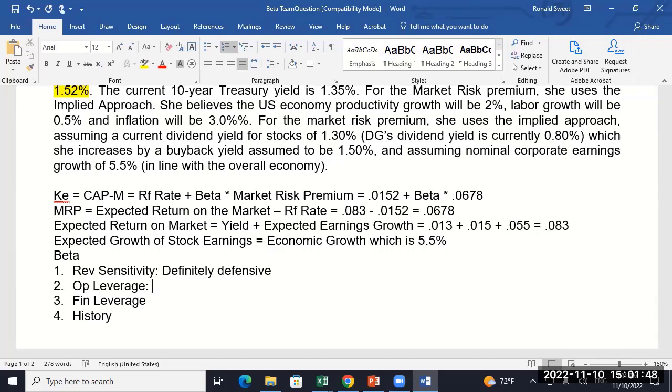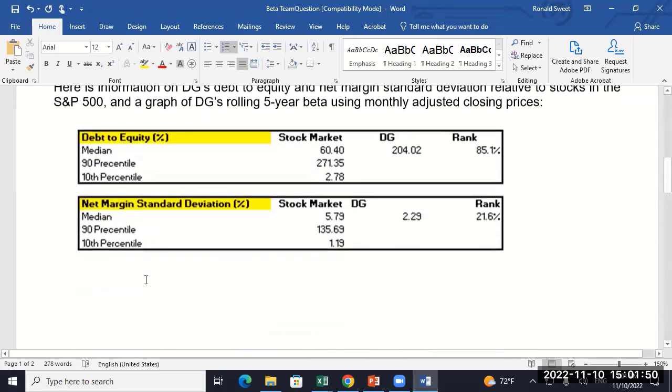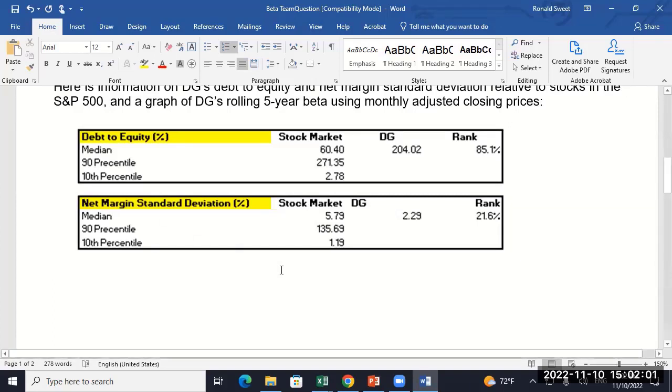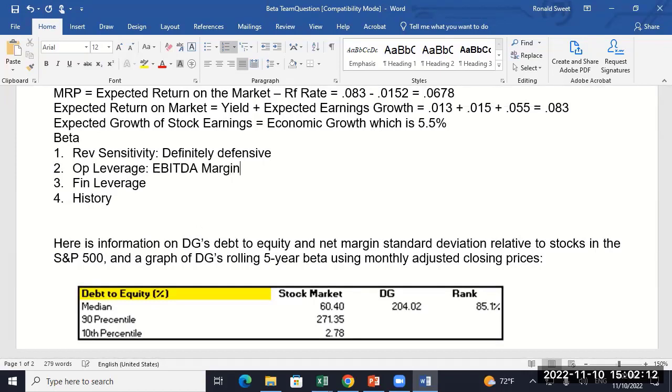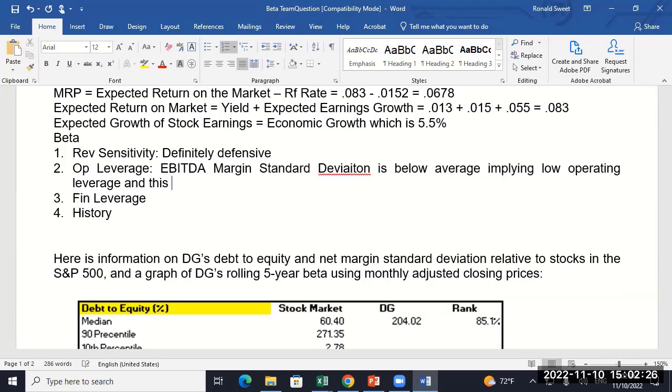All right, then operating leverage. The only thing I give here is the net margin. My argument is the higher the standard deviation in my margin, the more operating leverage they must have. How do they look versus the average? They look well below average, right? Margin standard deviation is below average, implying low operating leverage and thus low beta.